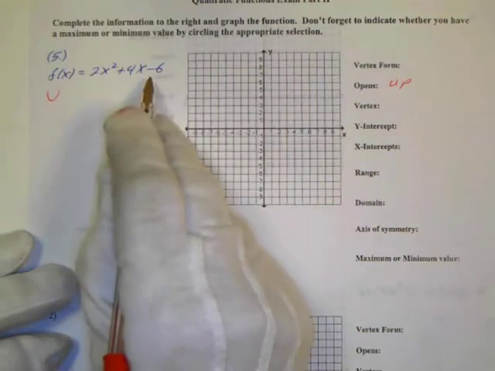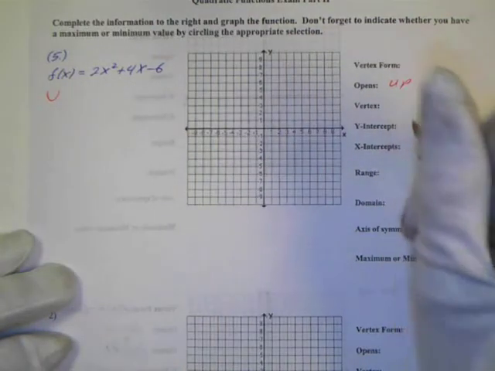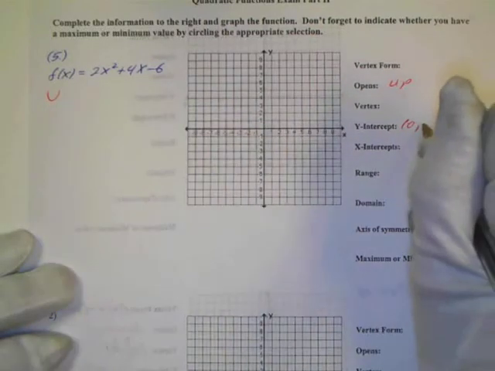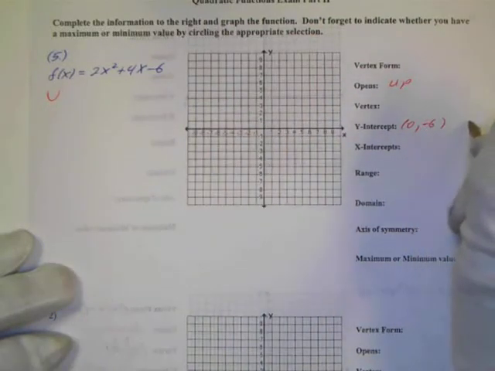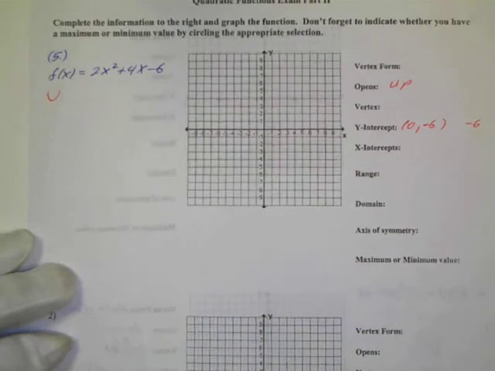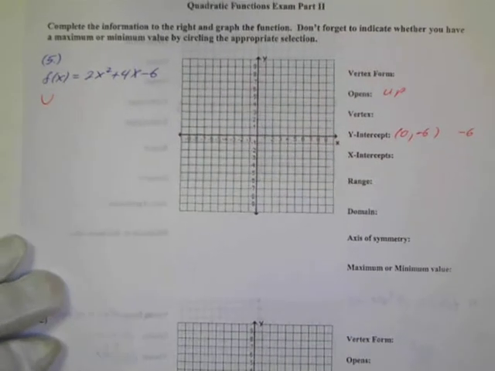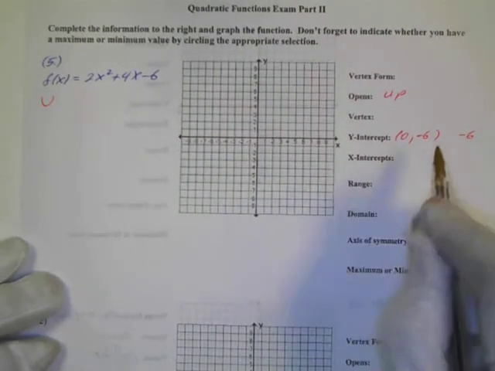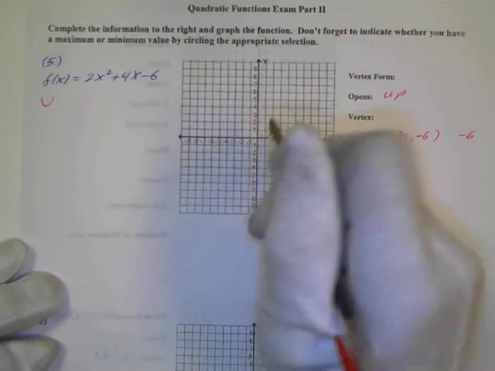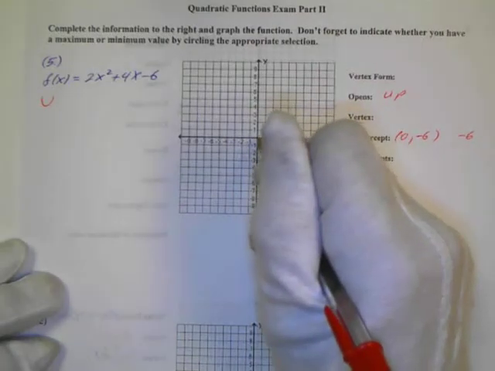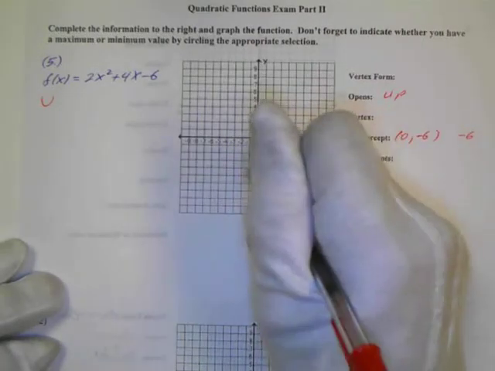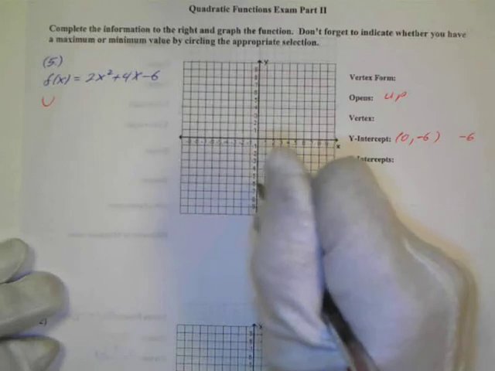And the y-intercept, that's when x is 0. What's y? 0, 0, negative 6. Or we can just say it's negative 6 is the y-intercept. So we can answer those questions right away. And we can actually plot that point, 0, negative 6.